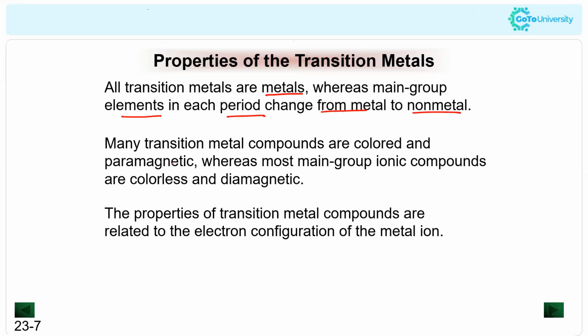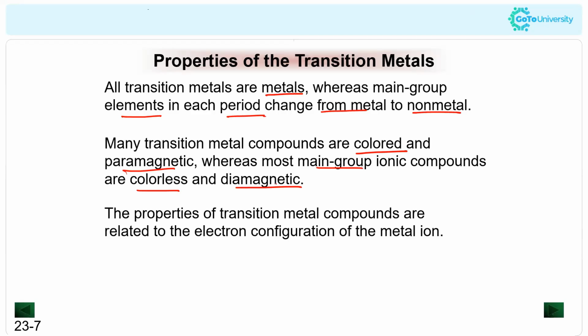Now coming to another property, these transition compounds are usually colored. They are always producing colored compounds. And another thing, they are paramagnetic, whereas most main group ionic compounds are colorless and diamagnetic.